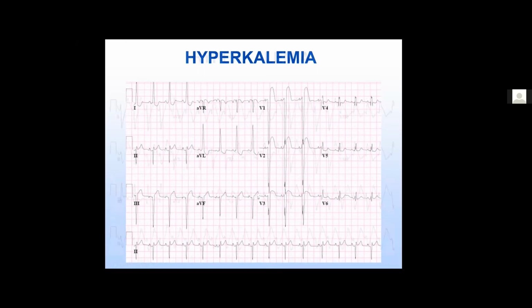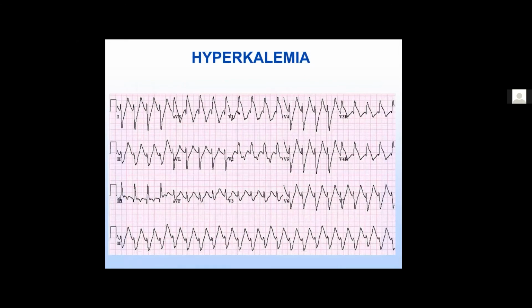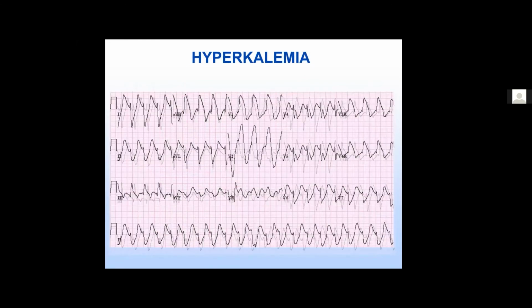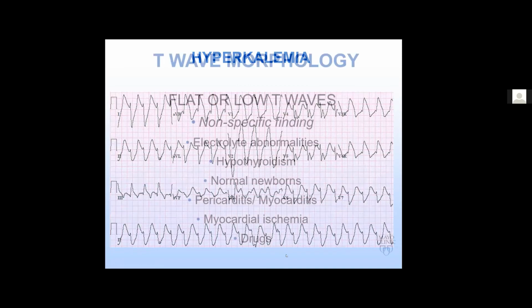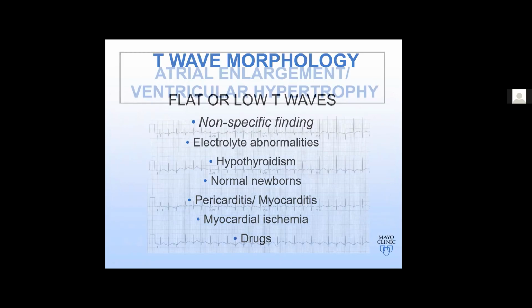But as the hyperkalemia progresses, what you notice is that the QRS gets wider, and ultimately there's loss of distinction between the QRS and the T wave. So if you cannot tell where the QRS ends and the T wave begins, you should think of either severe acidosis or very high potassium, okay? So this sine wave or this loss of distinction should tell you, okay, something is really going on with your electrolytes or your acid-base status. Flat or low T waves are a very nonspecific finding and are not terribly concerning, okay?